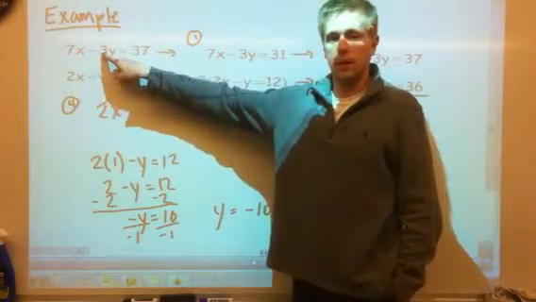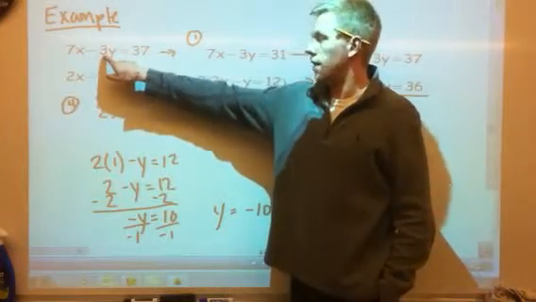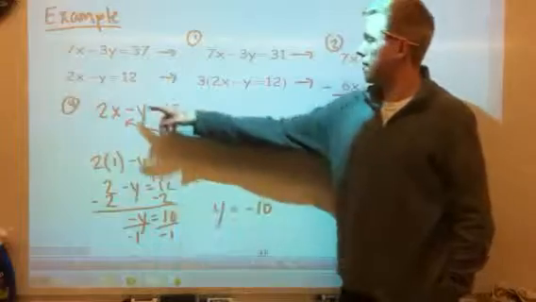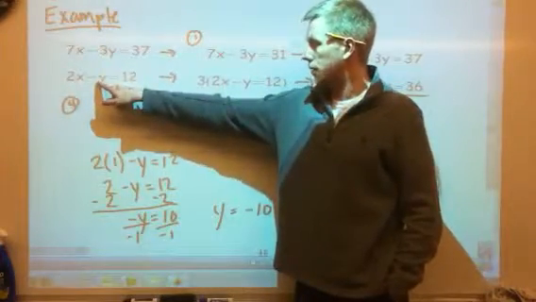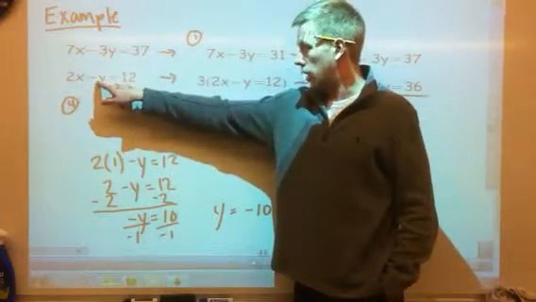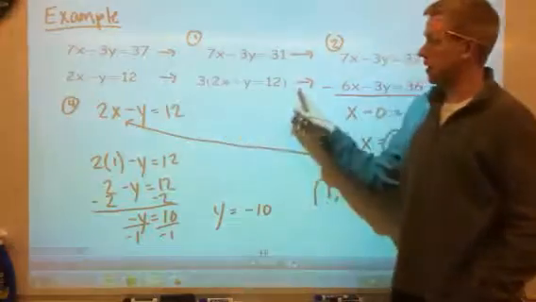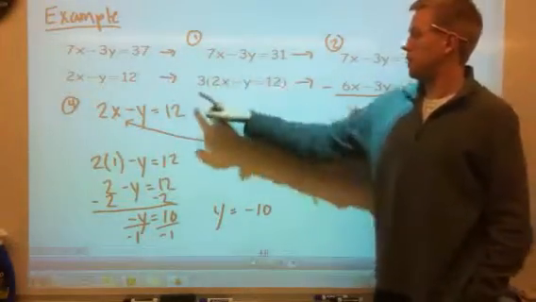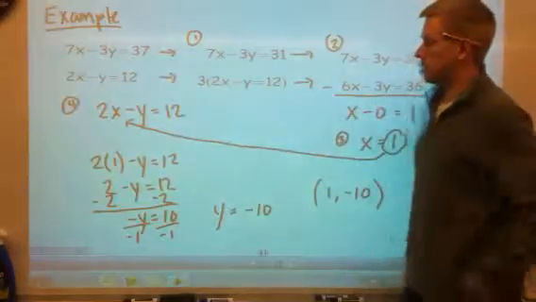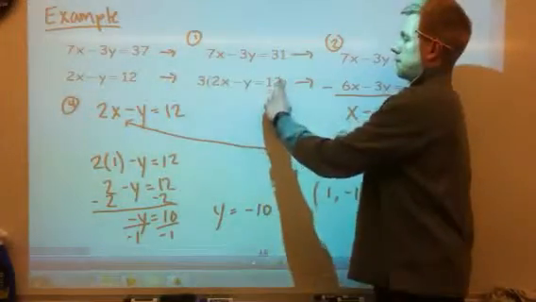Well, that's easy. 1 times anything, I can get to that other variable. So I'm going to multiply this 1y right here by 3. When I do that 1y by 3, I have to do everything by 3. So I'm going to show that in this step right here with my parentheses and my 3 on the outside. So then I distribute my 3 to everything.